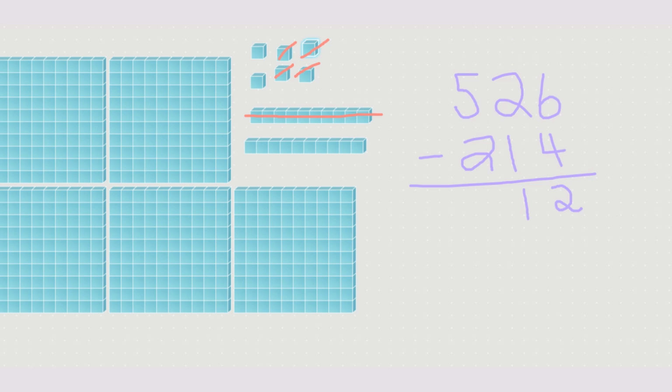Now I'm ready to move into my hundreds place, where I see 5 minus 2. I need to take away 2 hundreds flats. 1, 2. That leaves me with 3 hundreds flats. I need to write that into my equation in the hundreds column. 3. Now I know that 526 minus 214 equals 312.